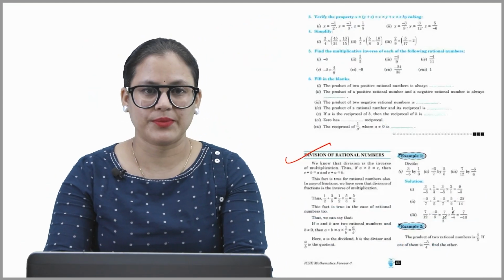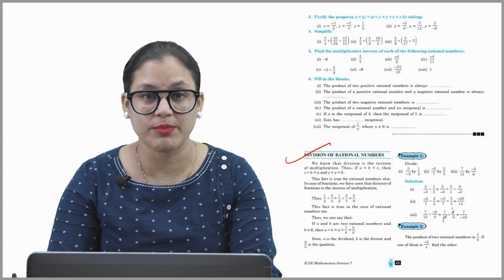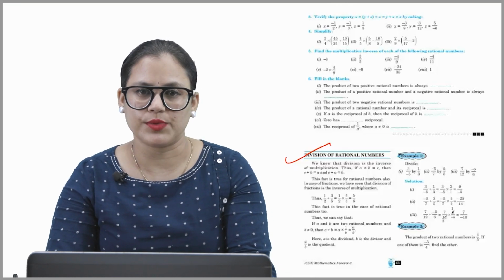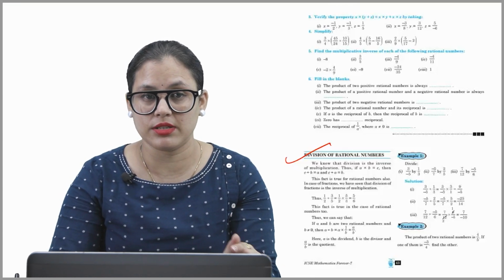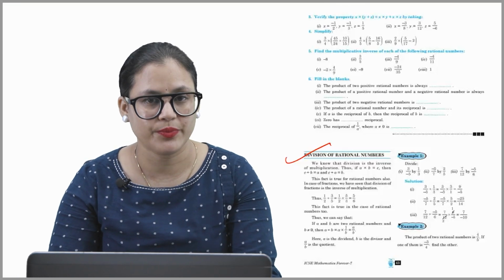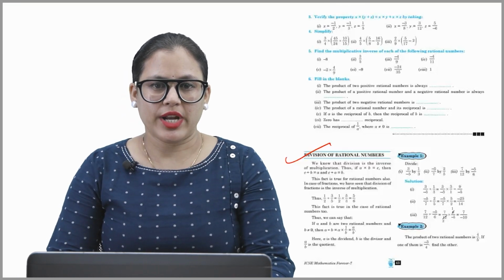Division of rational numbers. We know that division is the inverse of multiplication. Thus, if A into B is equal to C, then C divided by B is equal to A, and C divided by A is equal to B. Okay. This fact is true for rational numbers also.